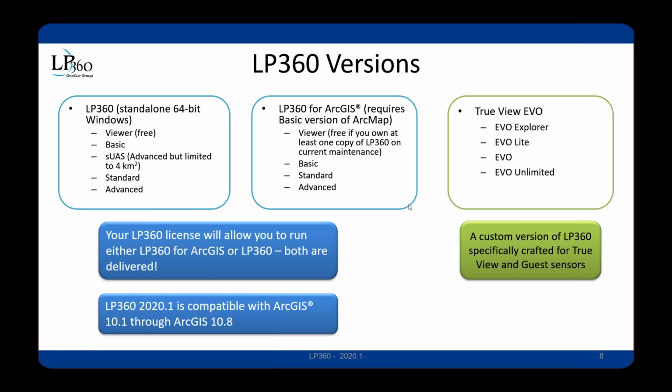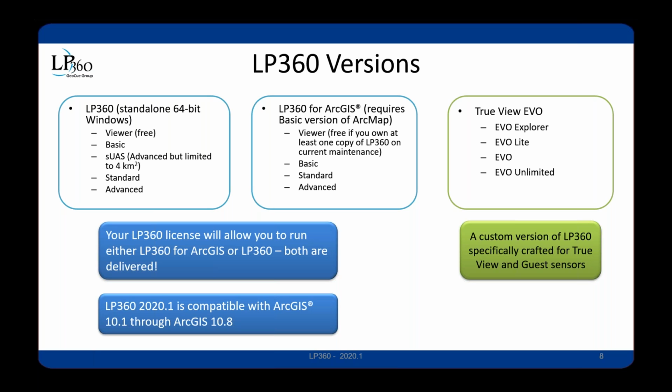LP360 comes in far too many versions, but the basic stacks are the standalone 64-bit for Windows. This is on the left, and this is the application that gets most of our attention these days in terms of development. We have LP360 for ArcGIS, and you'll see that we continue to add a lot of capability to that product. And then we have a version of LP360 that we use for our new UAV sensor line called TrueView, and we've named this product Evo.